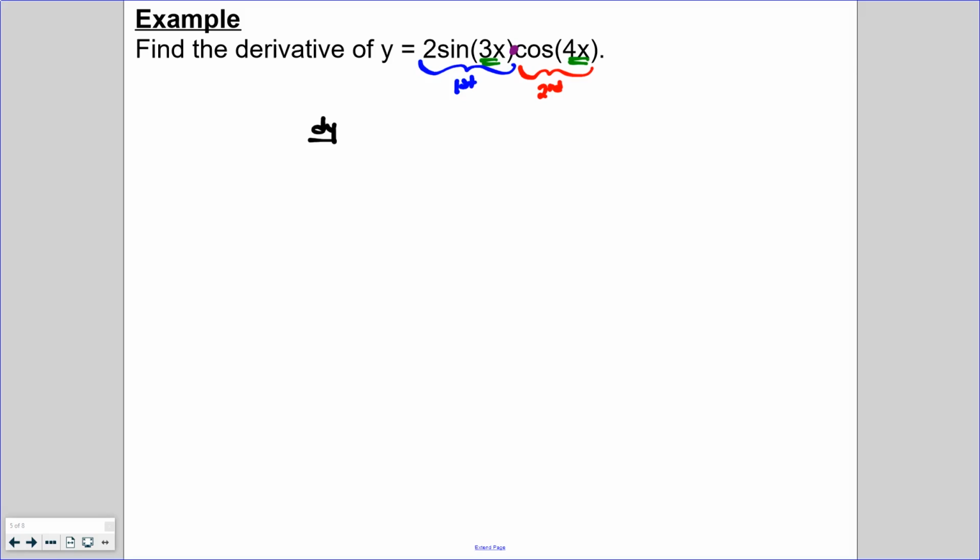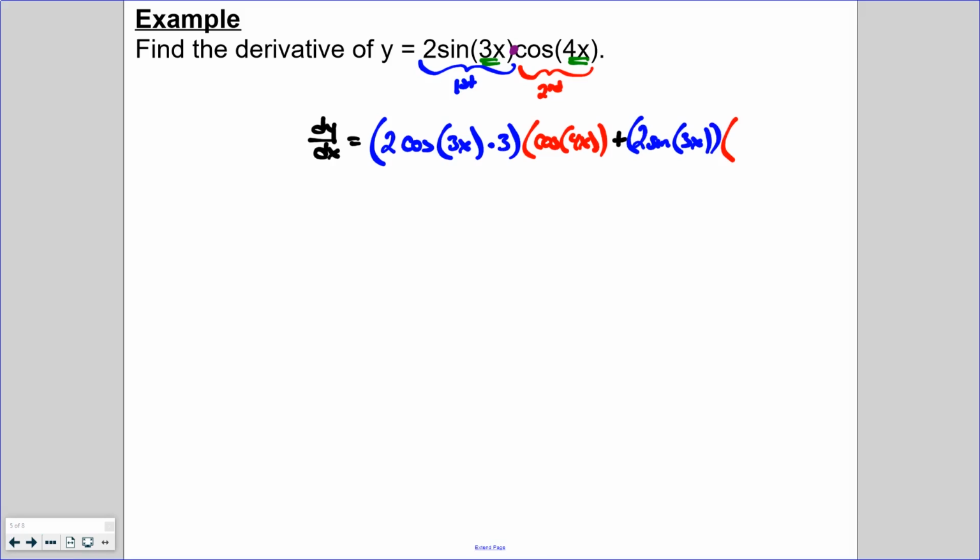We will have dy over dx is equal to the derivative of the first. So we know when we take the derivative of a function with a coefficient, we can leave the coefficient alone. Then we take the derivative of the outside, which is sine. The derivative of sine is cosine. We leave the inside alone, and then we multiply by the derivative of the inside, and the derivative of 3x is 3. Then we're going to multiply by the second function, which is cosine of 4x, plus the first function, which is 2 sine of 3x.